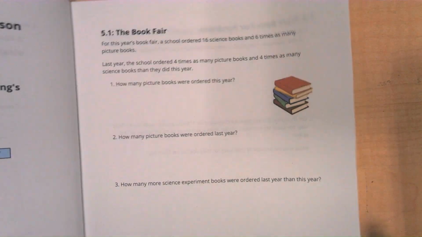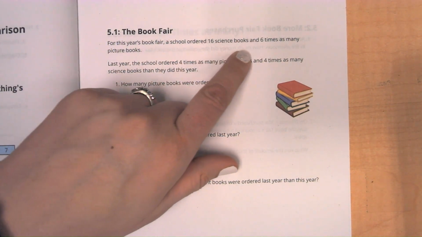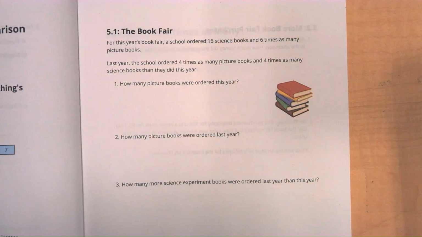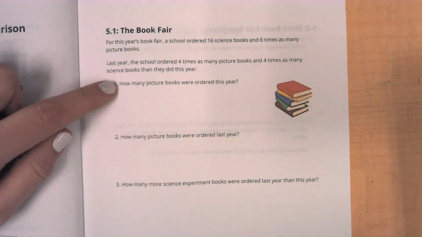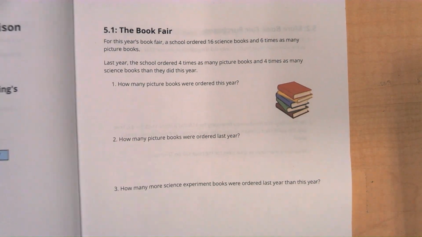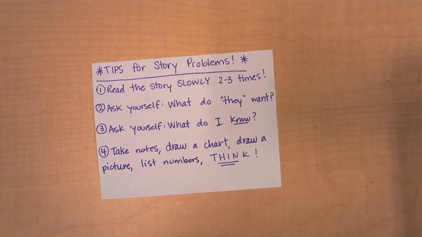So on page 23, right here, it says a school ordered 16 science books and 6 times as many picture books, and they ordered 5 times as many pencils. Is any of these questions about pencils? No. Make sure you're not getting tripped up. That is how you use multiplicative comparisons for story problems.